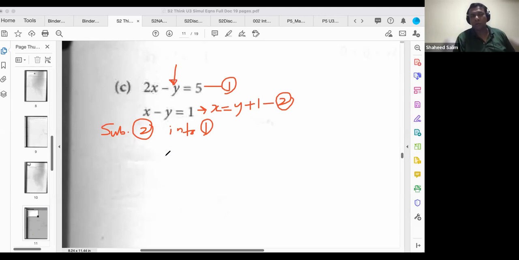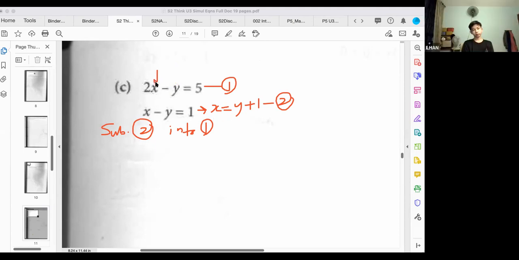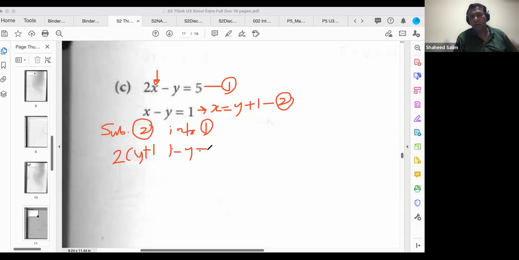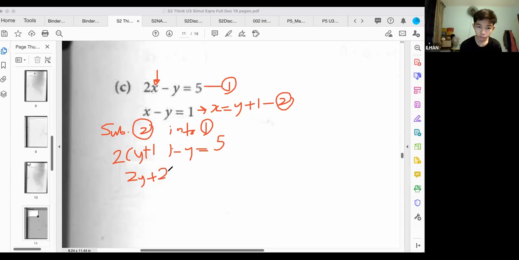So we have 2x. Sorry, not into y. Sorry, this x into x, to here. So now we write 2 bracket y plus 1, good, minus y equals 5. Okay, so let's see. You have all this. So 2 times y, 2y. 2 times 1, 2. Then minus y. Oh, you know my mistake, I forgot to multiply the 2 to the y.